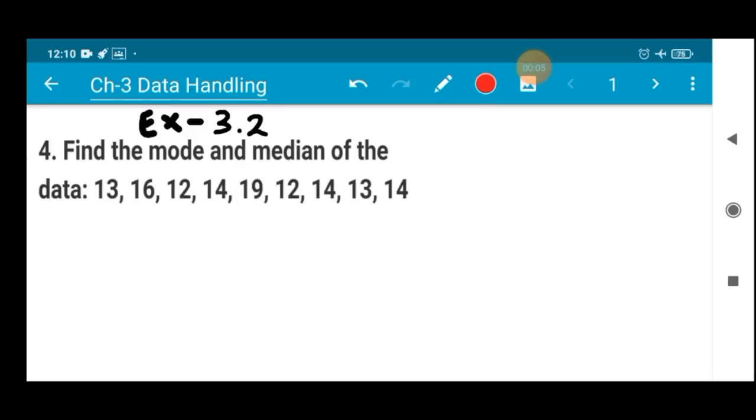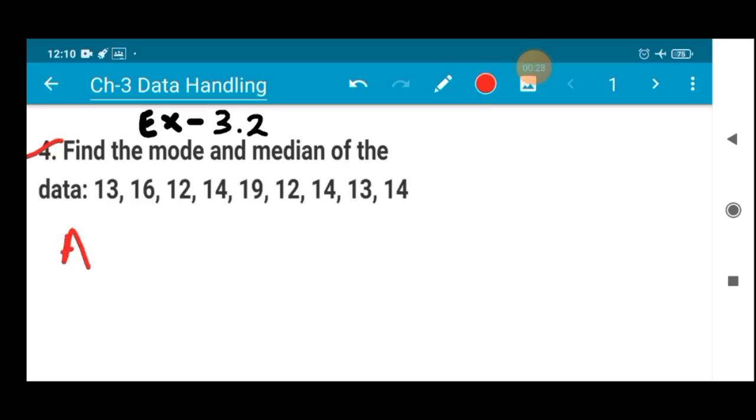So in today's session we will be doing question number 4. It is: find the mode and the median of the data. Alright, so these terms, mode and median, are not unfamiliar to you all by now. I think we have dealt with these terms many a time, and we have solved many sums till now.